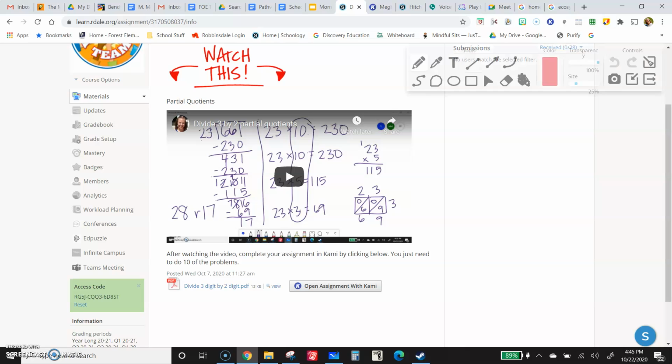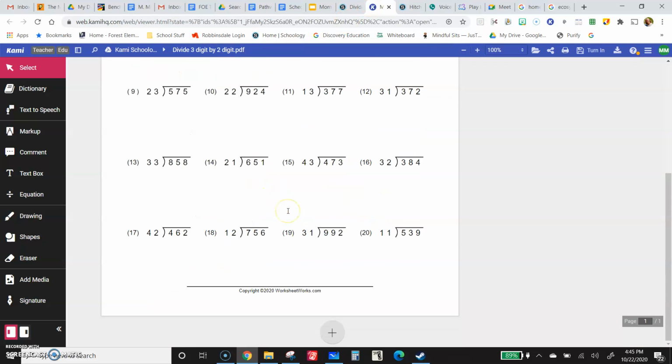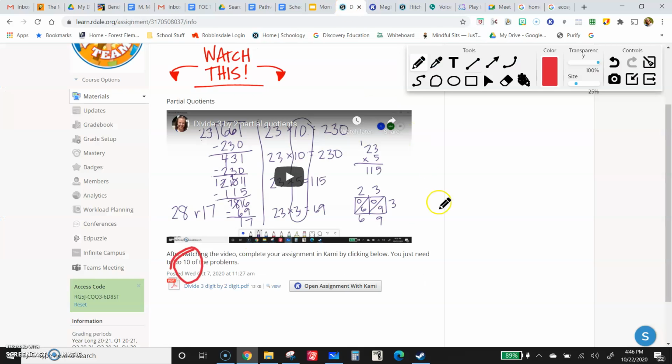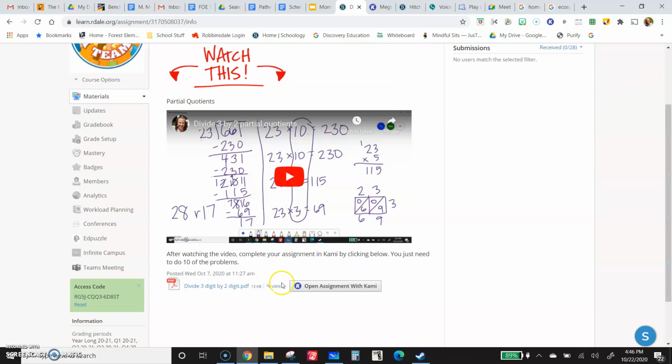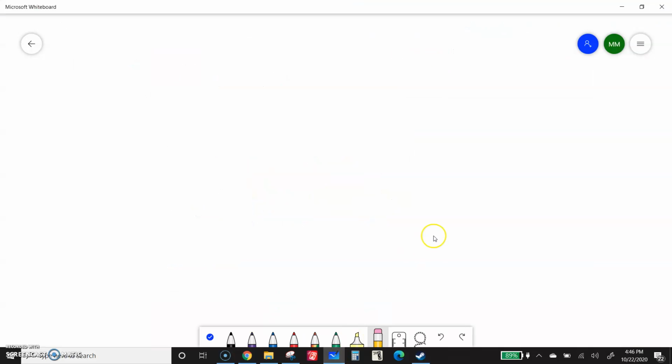Just the first thing to note is that you just need to do 10 of the problems on your worksheet. There are 20 of them. You do not have to do all 20. You can just do 10 of them. Okay, you can choose which 10. Just want to make sure you know that. Don't do more work than you have to do. Also, if you watch the video, there's a little reward for you.